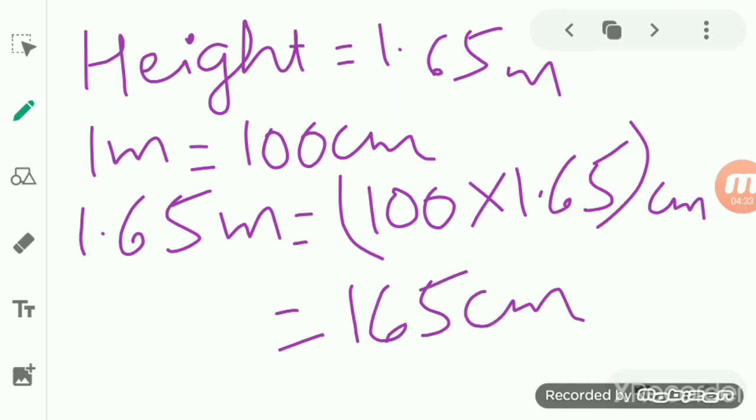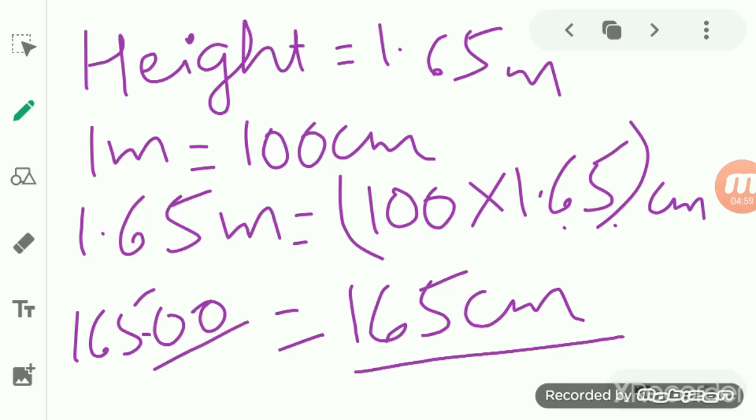When you multiply, you know that 165 into 100 will be 16500, and the decimal is after two numbers, that is 1 2. So now we will put the decimal after 1 2, that is here. Okay, so 165.00. Okay, so .00 we will not consider. Okay, then we will write here the answer will be 165 centimeter. So if we want to convert the 1.65 meter into centimeter, we will multiply it by 100, then we get the answer, that is 165 centimeter.